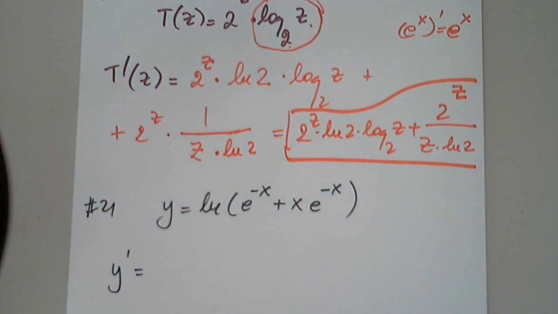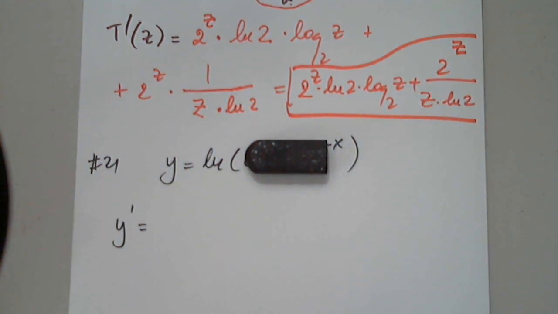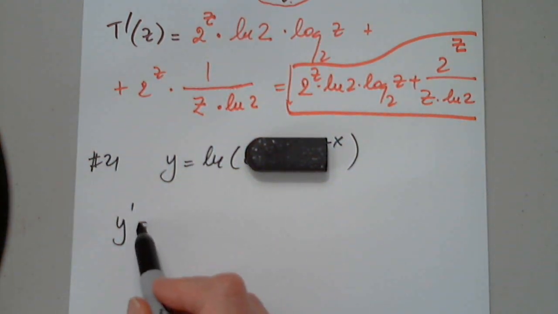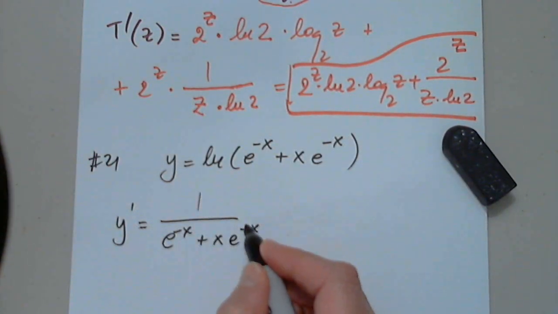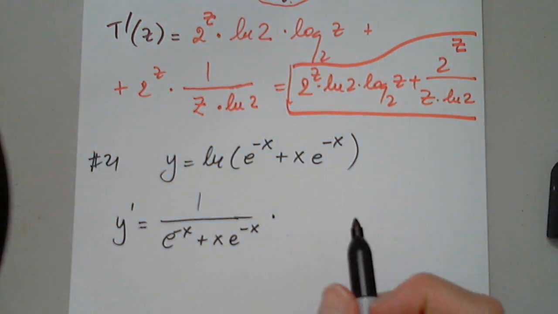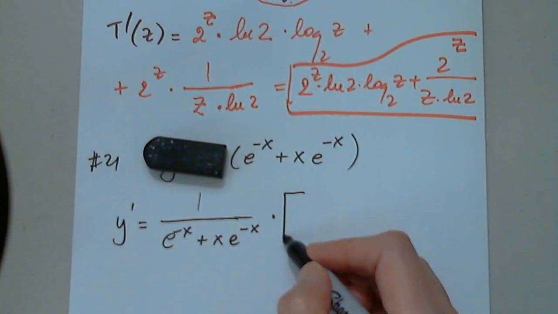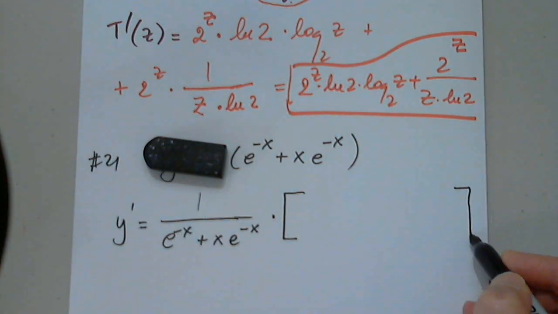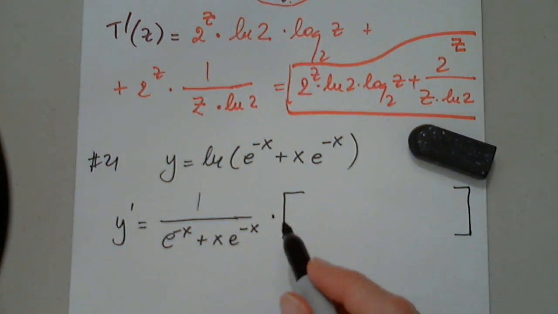So we have to differentiate the outer first. How do I differentiate natural log of something? 1 over the something times the inner function prime. Let's differentiate e to negative x first. When we differentiate e to negative x, what do we get? Negative e to the negative x. Very good, awesome.